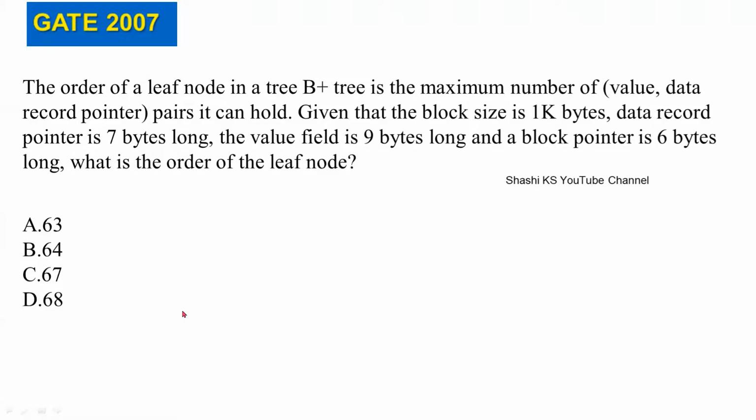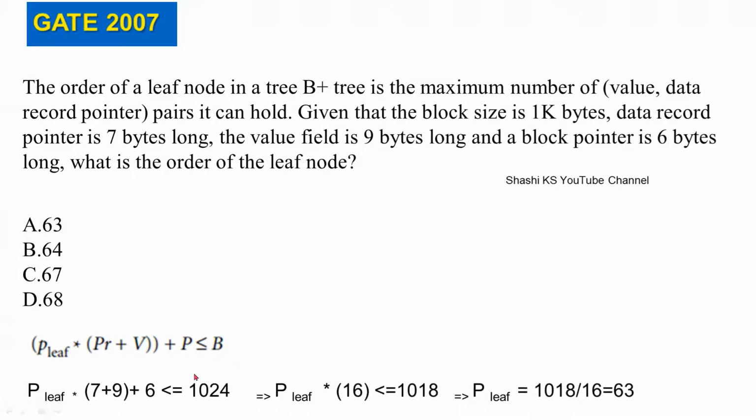Now here you have a formula to calculate the order of the leaf node based on these values. The formula is: order of the leaf node into PR plus V plus P less than or equal to B, this is an equation, this is an equality. Wherein P leaf stands for order of the leaf node and PR stands for the size of the record pointer, data record pointer. V is the search key field size and P is the block pointer size and B is the block size. So I substitute all the values given in the question in this formula.